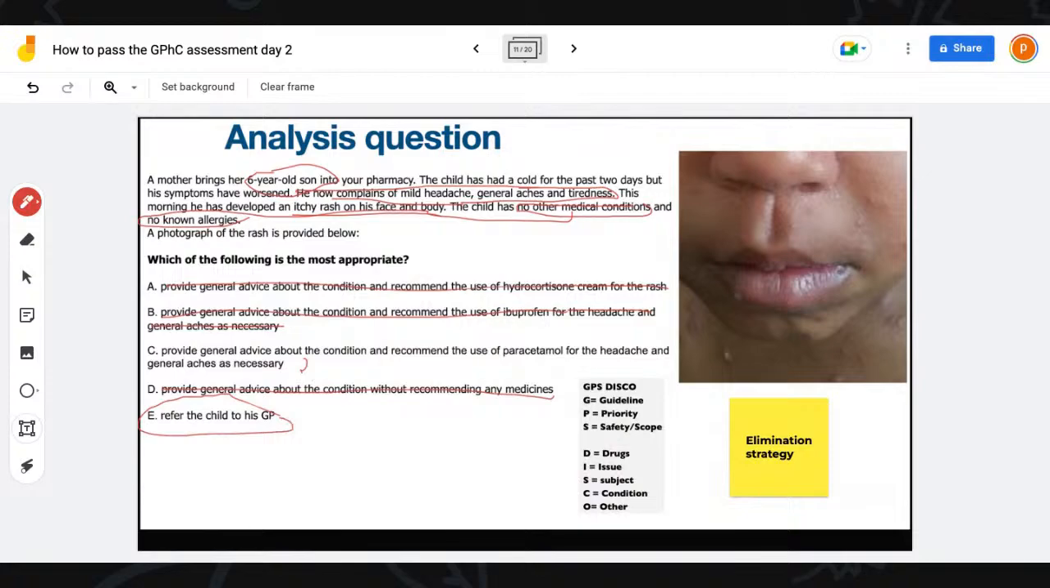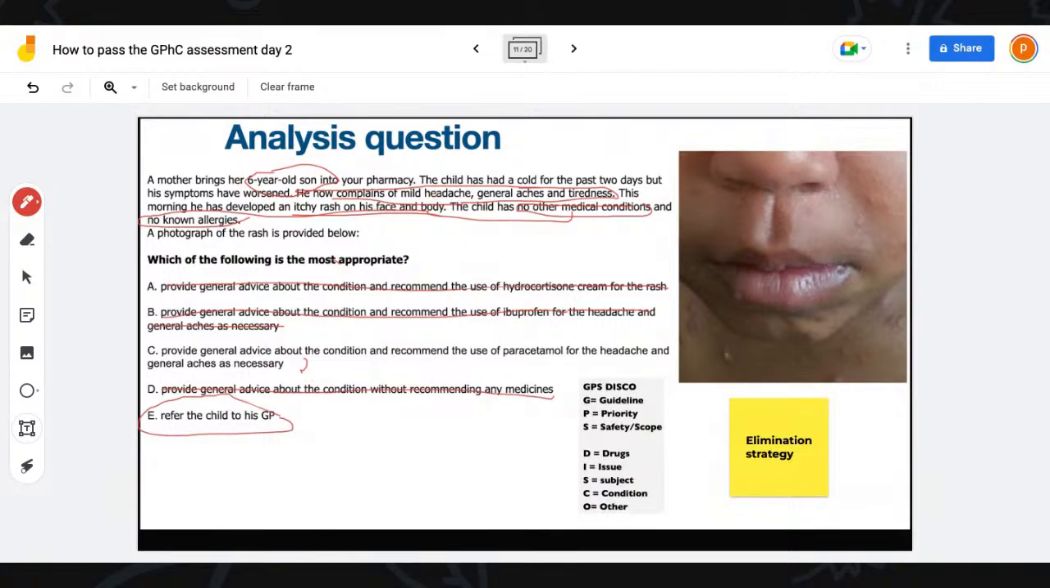No one's going to come to you. You might say, I've analyzed the situation. I've looked at this child, and based on this, I think it's a child. I'd rather refer them as opposed to give them anything. But within your scope of practice, which is what they're going to be testing you on, the most appropriate answer will be something that you can do within your scope of practice. So looking at this, we can tell straight away that these look like symptoms of chickenpox. These look like symptoms of chickenpox, and with the mild headache, you can give the child paracetamol.